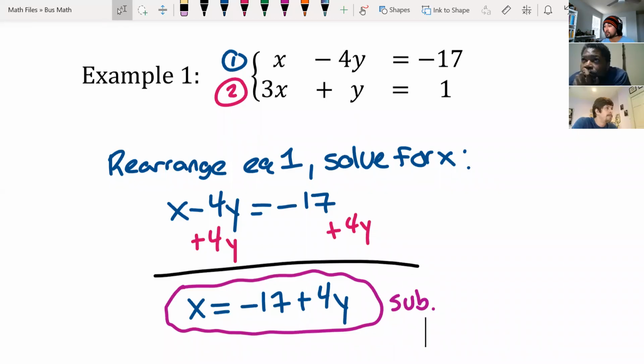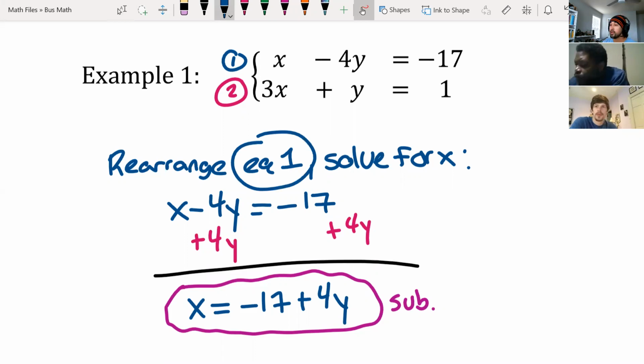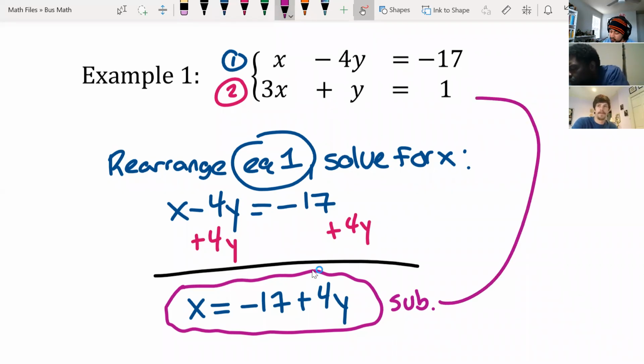What we're going to do with this substitution is plug it into equation 2. Look at this: we rearranged equation 1, which means we must plug it into equation 2. So this sub will get plugged into equation 2 for the variable x. That's our next step.